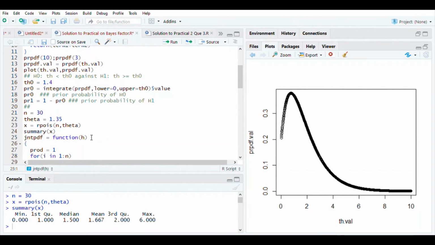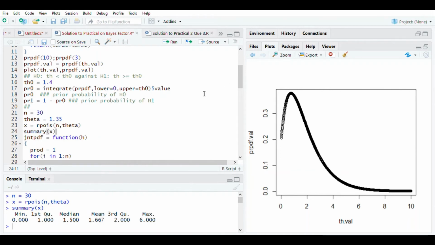Now we want to find the posterior distribution empirically. So we are not deriving the exact expression of the posterior distribution. Instead, we are going to write some code segments in R, so that finally it will give us the values of the posterior PDF. For that, first we need to compute the joint distribution. X we have already generated, so now what we need is the joint distribution of X and theta.